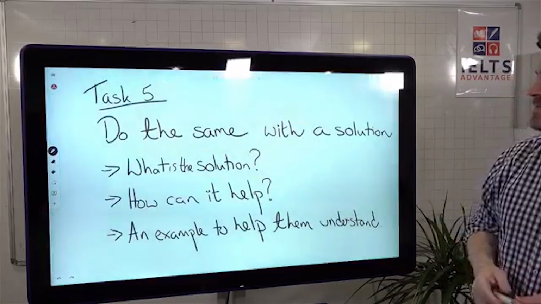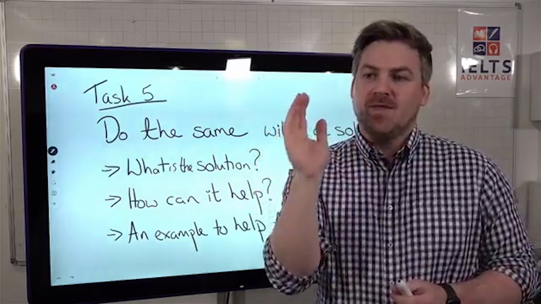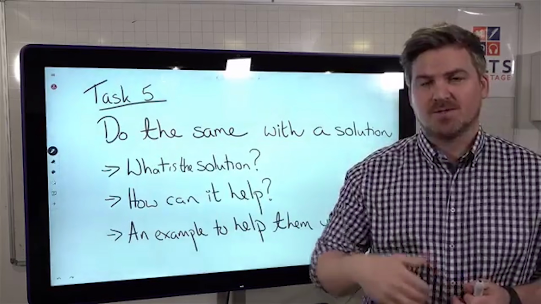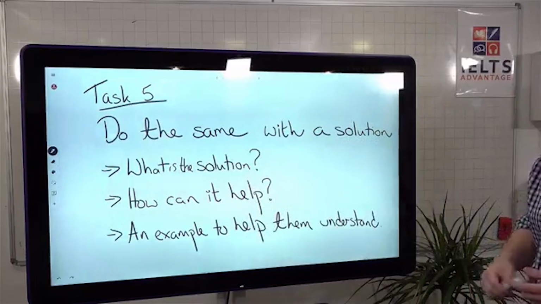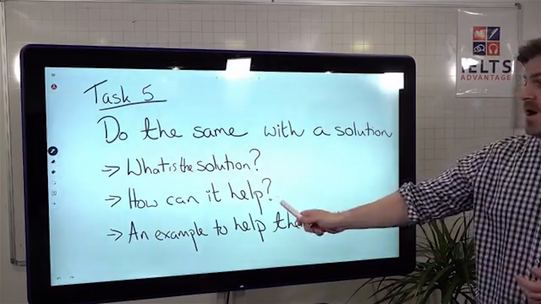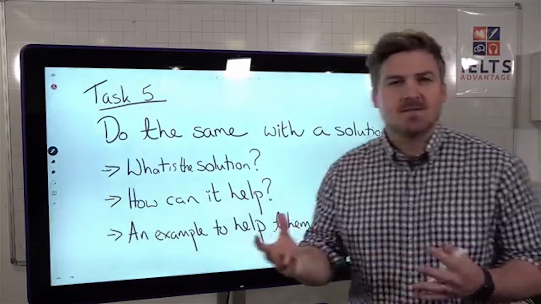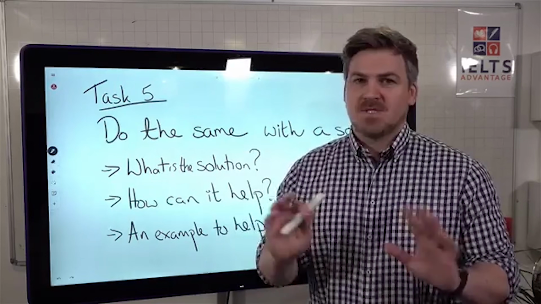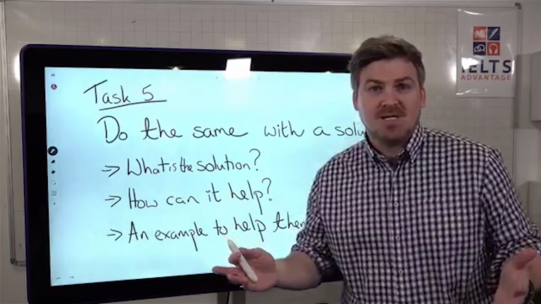Task 5, do the same with a solution. So try and think of a solution that is relevant to the problem that you discussed. All right, so the problem that you've just explained, what would be a possible solution to that? What is the solution? How can it help? And an example to help them understand. Again, just take 5 or 10 minutes to write this on your worksheet. Or if you need more time, take more time. Take all the time you need if you need to do that.